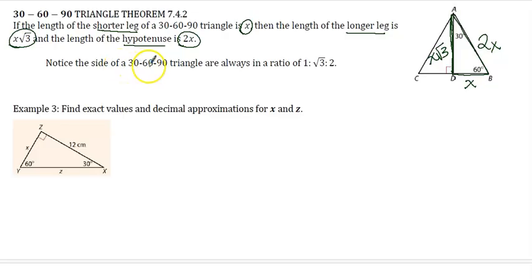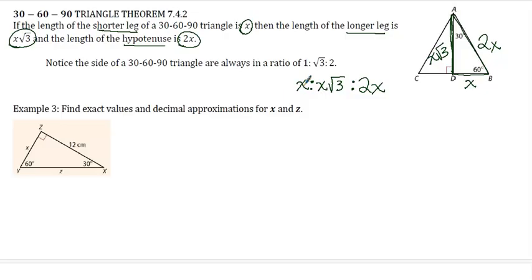Okay. So again, it's kind of giving us an abbreviated version here. Notice the sides of a 30, 60, 90 triangle are always in a ratio of 1 to the square root of 3 to 2. So again, we might say x to x times the square root of 3, and then 2x is another way to think about it. So we are for sure understanding how we can get an equation out of these. Okay, we go ahead and give them a variable.